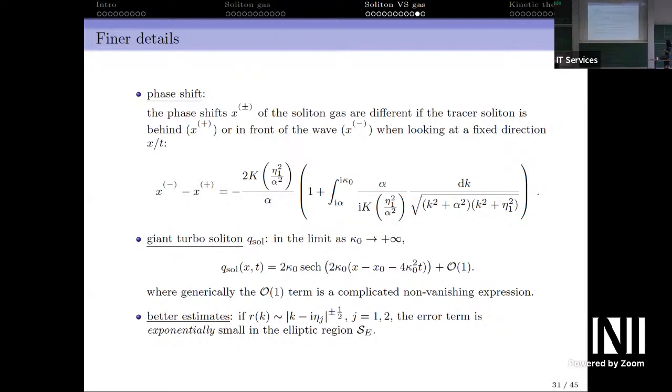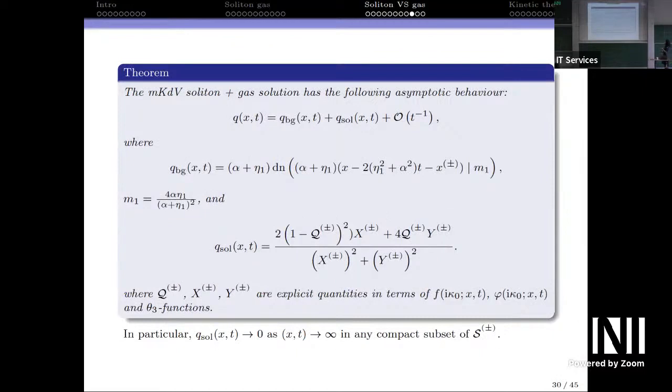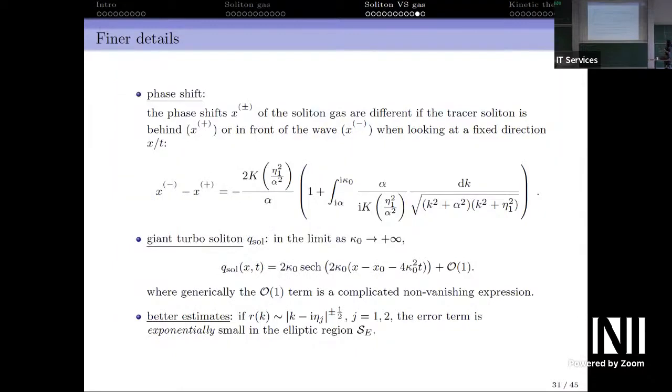And then we can even get better estimates if we assume that this function R, the one appearing in the jumps, is very nice. If it vanishes or blows up like a square root at the endpoints, we don't need to introduce local parametrices at the endpoints. So the error term becomes even better in the elliptic region, only when we have the full jump, not when we have the alpha that is moving in between. So this theorem becomes Q background plus Q sol plus an exponentially small term in the elliptic region. So we even have a better description of the gas.